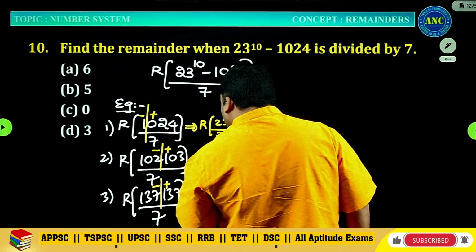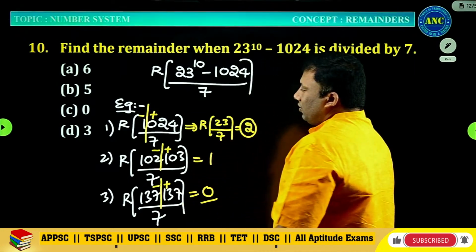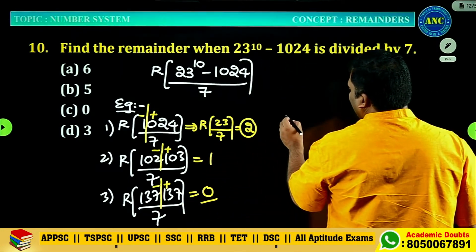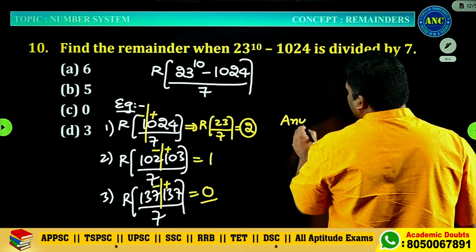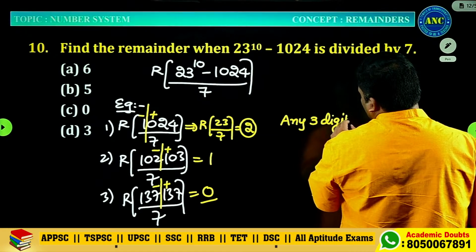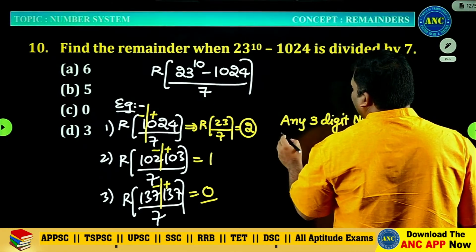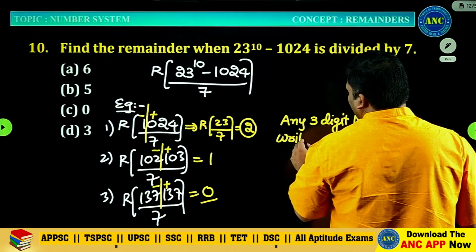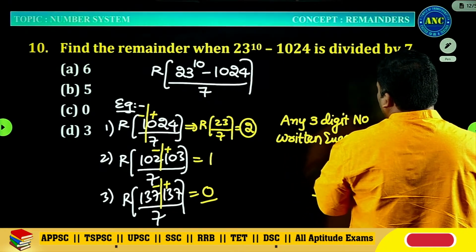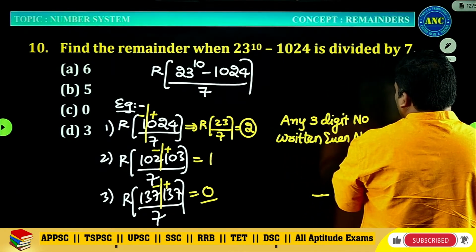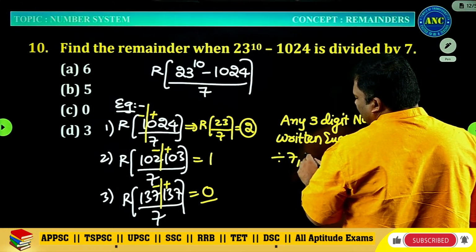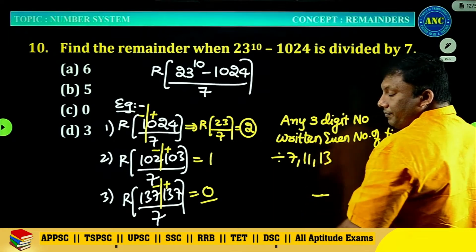137 minus 137, 0. Please write down this point. Any 3-digit number written an even number of times is always divisible by 7, 11, and 13.